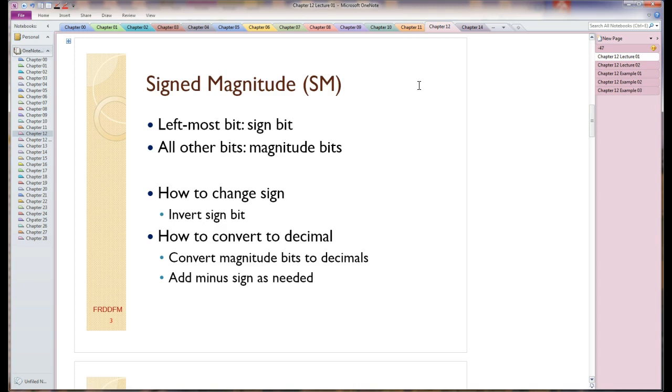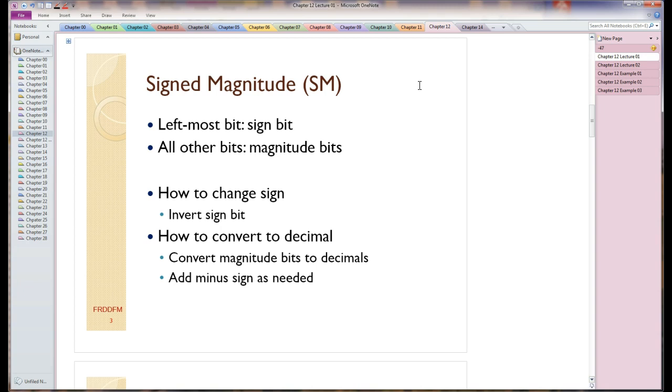First representation is sign magnitude. Leftmost bit's a sign bit. All the other bits are referred to as the magnitude bits. What we're interested in doing with this number is changing the sign of it, which means multiplying it by -1. The way we do that, we essentially invert the sign bit, or toggle the sign bit. If the sign bit's a 1, we change it to 0. If it's a 0, we change it to a 1.